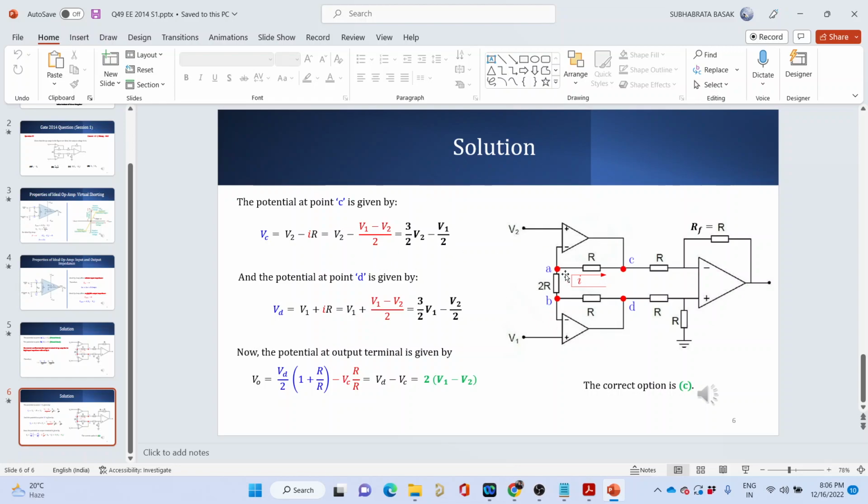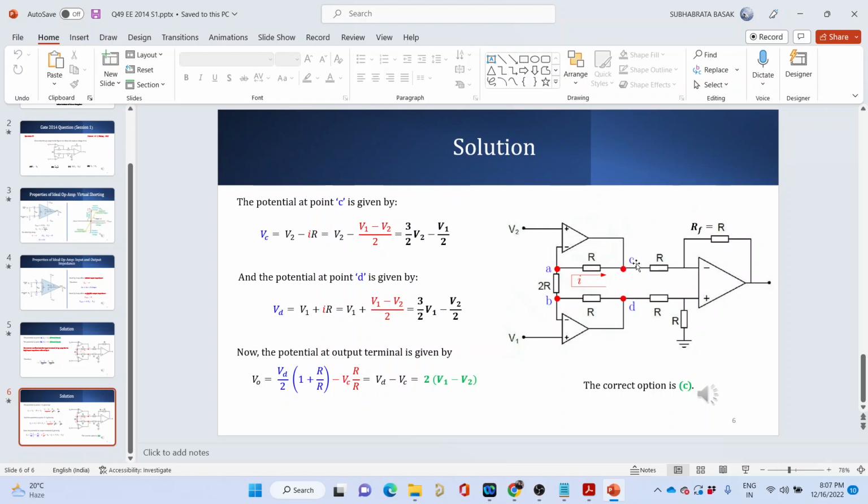Now, the potential at this point is known to me. What I am interested in finding is the potential at point C and point D. Because once I can find the potential at these two points in terms of V1 and V2, this becomes a simple single op amp circuit. We can just use the formulas that we already know and find the output voltage.